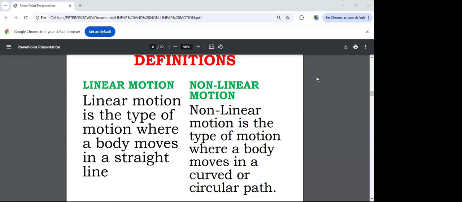Okay, so we have two things. One, linear motion is the type of motion where a body is moving in a straight line, whereas in non-linear motion, a body is moving in a curved or circular path. So let us write down those definitions in a minute and go to another slide.